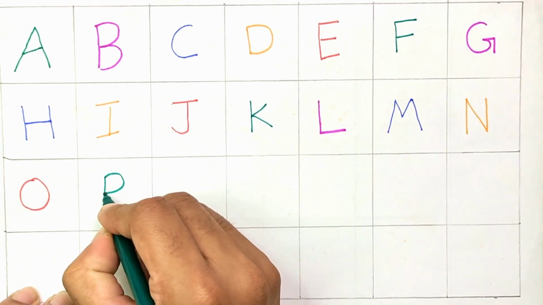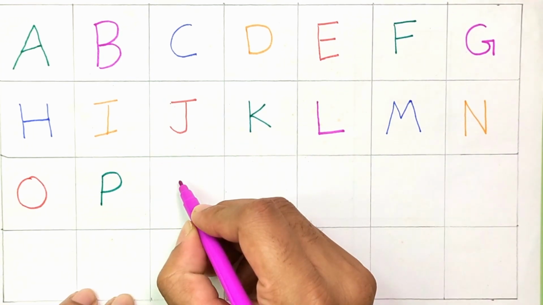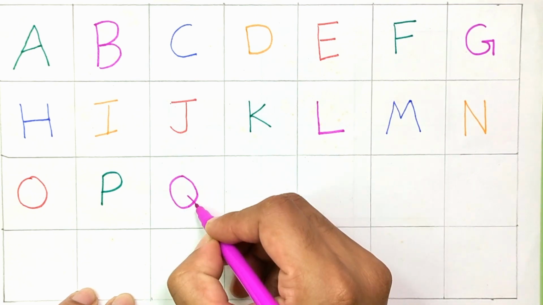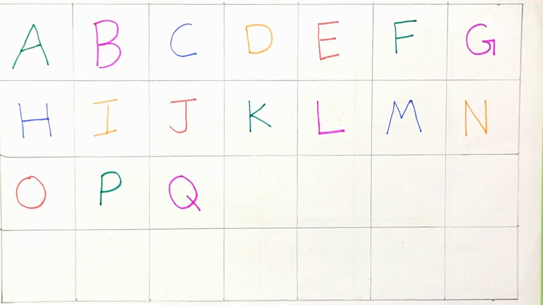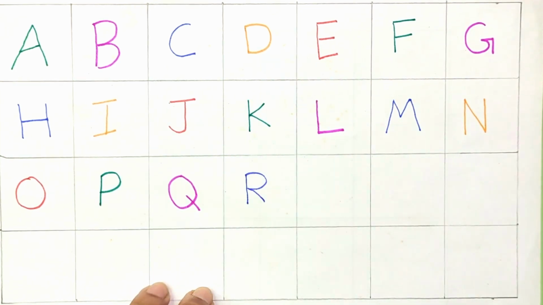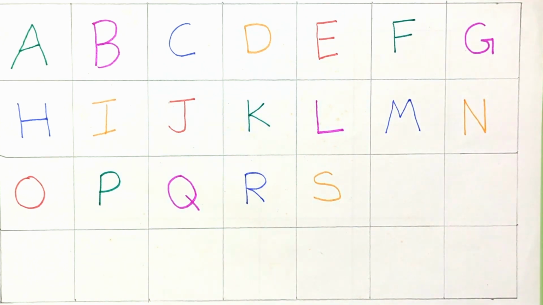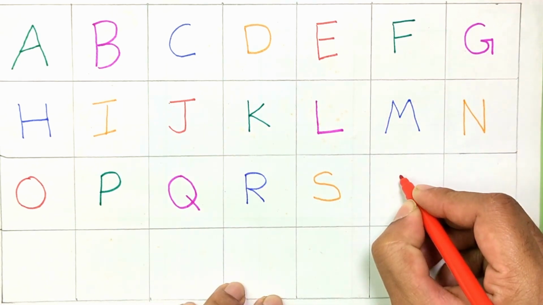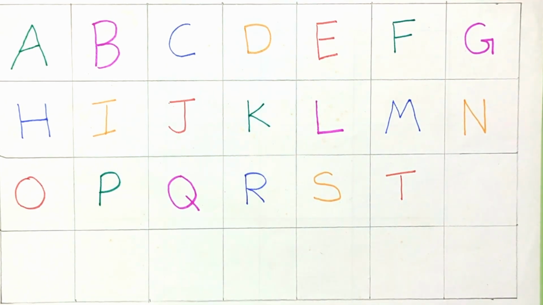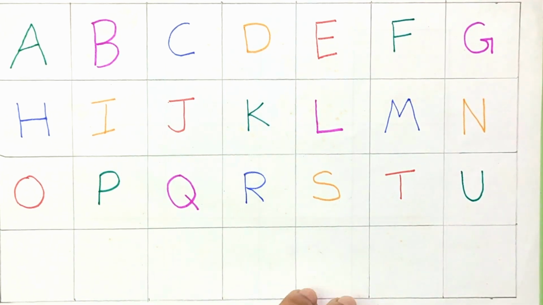P. P for pen. Q. Q for queen. R. R for rain. S. S for swan. T. T for train. U. U for umbrella.